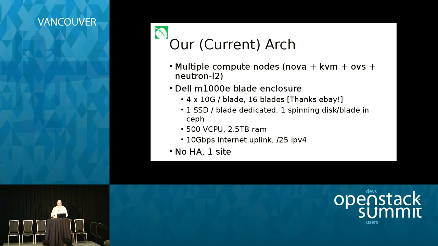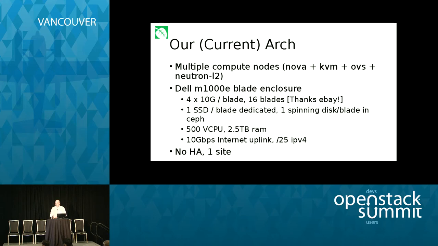So our current architecture. Again, this isn't a real big stack. It's growing a fair bit, and it's going to grow a bit more this year, and then we'll have to face whether we want to move it into different regions and start doing stuff with Nova cells and aggregates and all those other scaling factors, but right now it's pretty simple. So we have multiple compute nodes all running Nova, KVM, OVS, Neutron ML2 on Ubuntu 14.10.